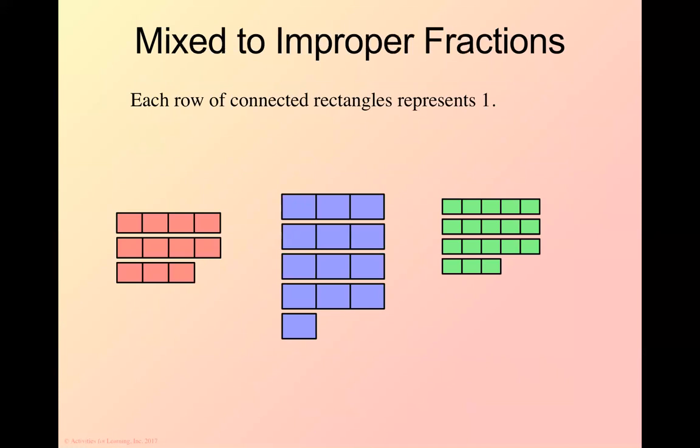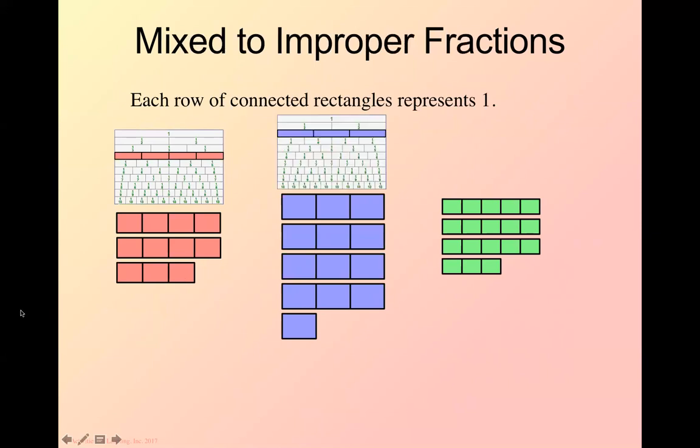So let's go from mixed to improper fractions. Each row here of connected rectangles represents 1. For example, these coral colored or pink colored ones are fourths. So here I actually have 4 fourths, which would be 1, another set of 4 fourths, this would be 2, and this would be 3 fourths. This one here is thirds, and this one is fifths.